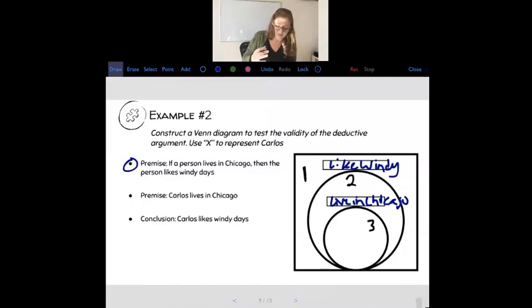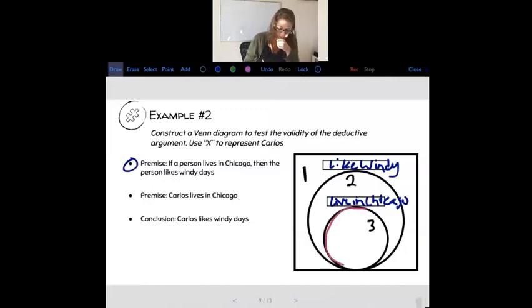And region 3 are people who live in Chicago, which means they like windy days because of the subset Venn diagram. If you go back to the previous lesson on Venn diagrams, this is where we had said all whales are mammals. This is saying all people that live in Chicago like windy days. Okay, so premise 2 is what's going to allow us to draw our X. Premise 2 is Carlos lives in Chicago.